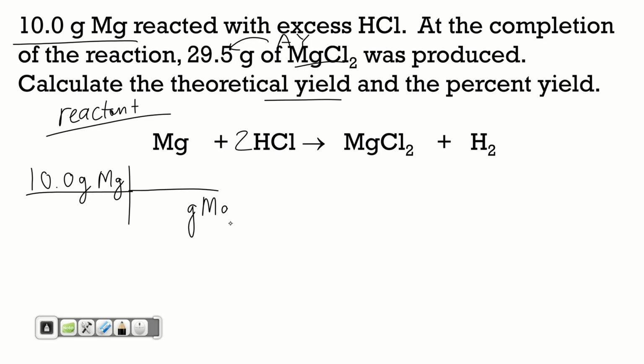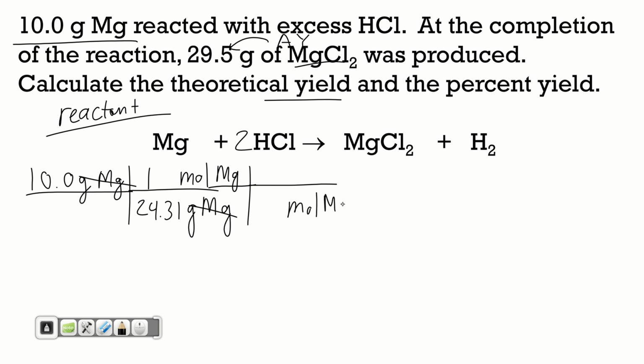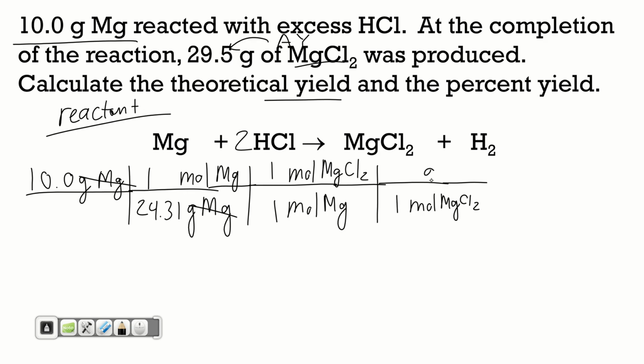So grams of Mg, moles of Mg, 1 mole, 24.31 grams is the molar mass of Mg. I go from moles of Mg to moles of MgCl2. This is nice. It's only going to be 1 to 1. And then I go from moles of MgCl2 to grams of MgCl2. And 24.31 plus 70.9, that's 95.21 grams.